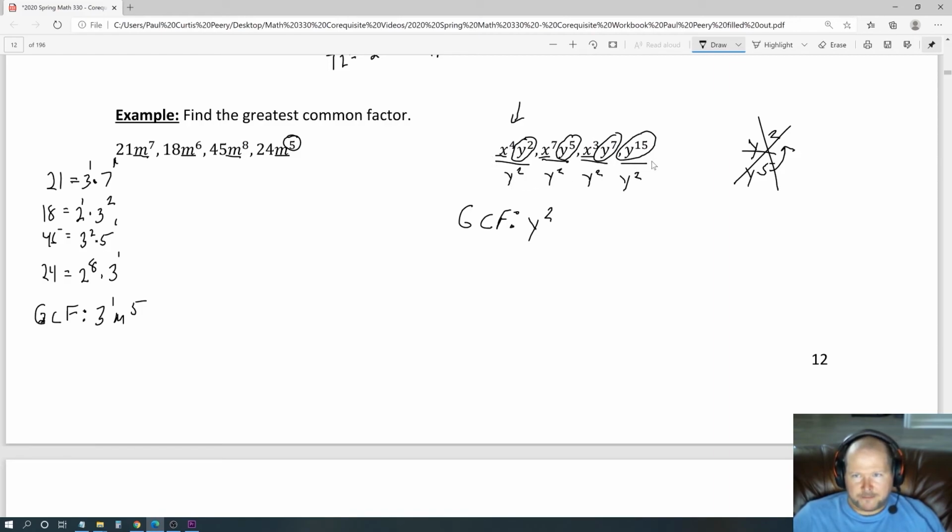Also, another reason is I can't include x because this last one right here says y to the 15th, right? But there's no x. So I can divide this by y to the 2nd, that works. But I can't very well divide it by x, because there's no x in the top. So I can't divide the x evenly, right? So again, it still pretty much means the largest thing you can divide all of them by. But if it doesn't have enough of those elements, it won't divide evenly and it won't be considered the greatest common factor. And that's it.